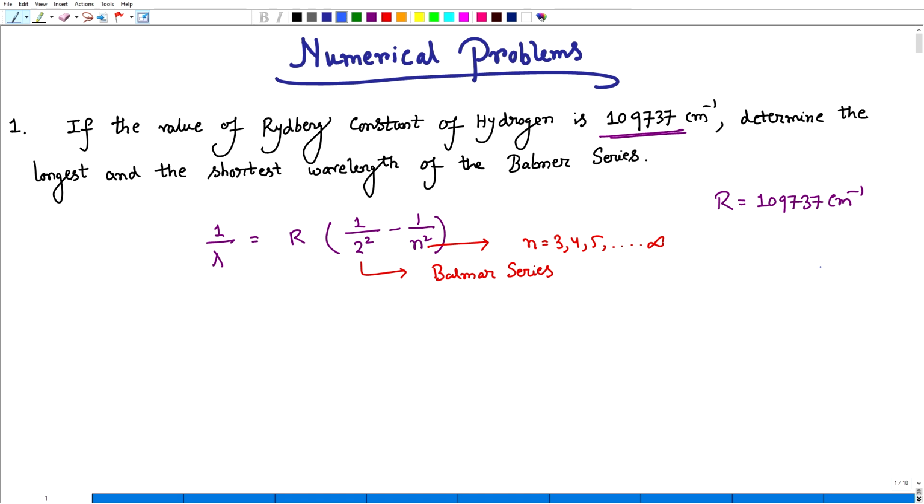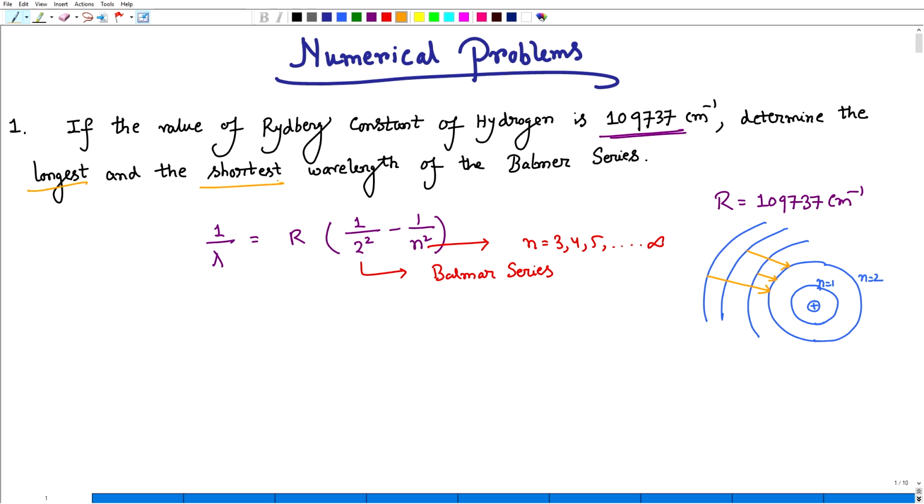This is n equals to 1, n equals to 2, and 3, 4, 5. Every transition occurring from any higher excited level to the level n equals to 2 will be considered as a line of the Balmer series, like this. So, these things we have already discussed, right? Now, we have to calculate the longest and shortest wavelength.